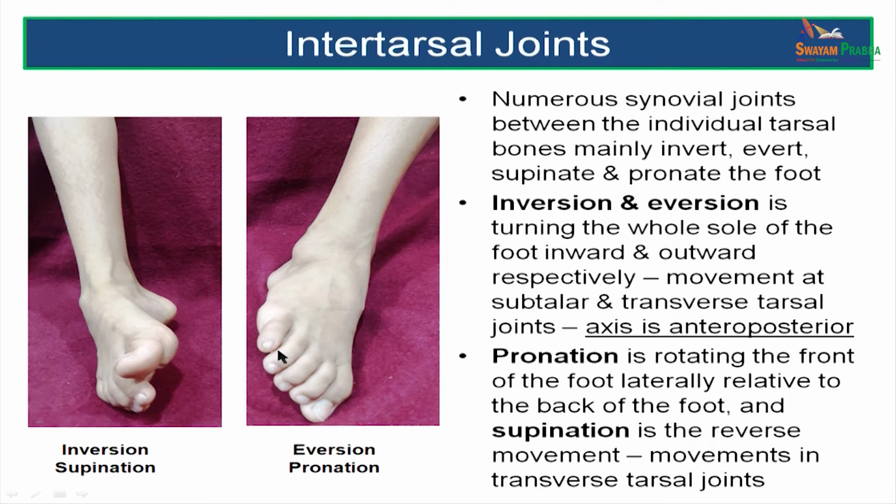Eversion is the opposite movement where the sole turns outwards, and this is associated with pronation where the medial border of the foot touches the ground and the lateral border of the foot is elevated. These movements take place primarily at the subtalar joints. The subtalar joint is a joint between the talus and calcaneus, and the axis is very different from that of the ankle joint. The axis of the subtalar joint passes in an antero-posterior direction and downwards and medially.